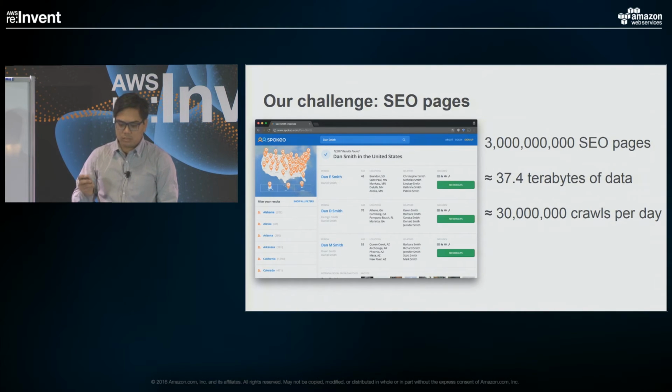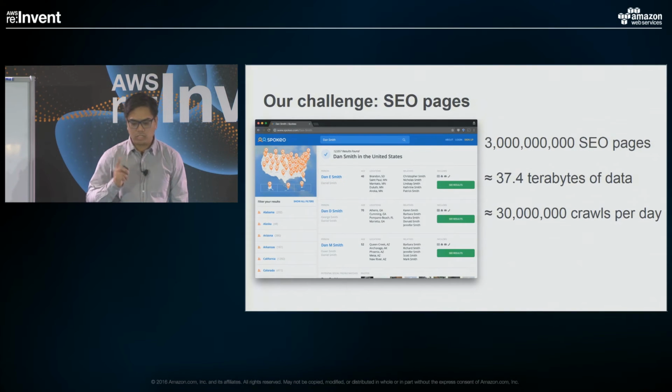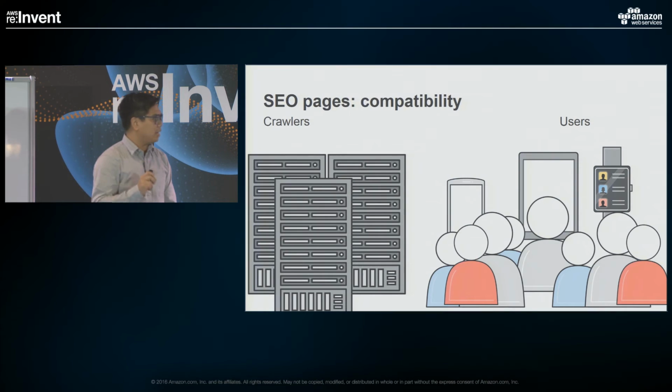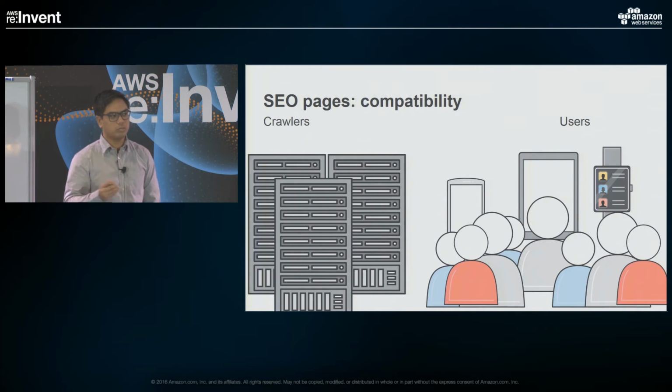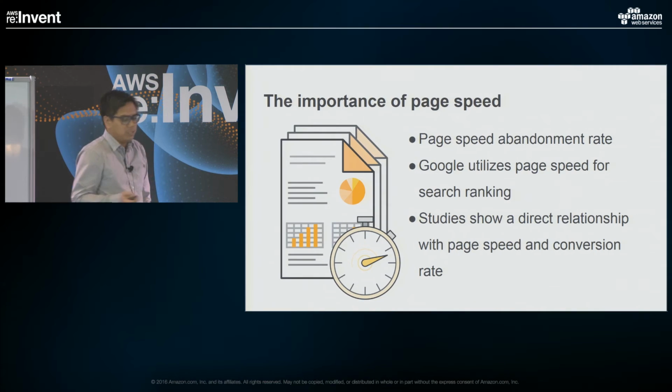So how do we serve these pages up as quickly as possible? That's the question I'm going to answer today. These SEO pages were designed for crawlers to be able to parse our full breadth and depth of data, and also for the users to be able to filter down to their exact record they're looking for as quickly as possible. So why the importance of page speed for these pages?